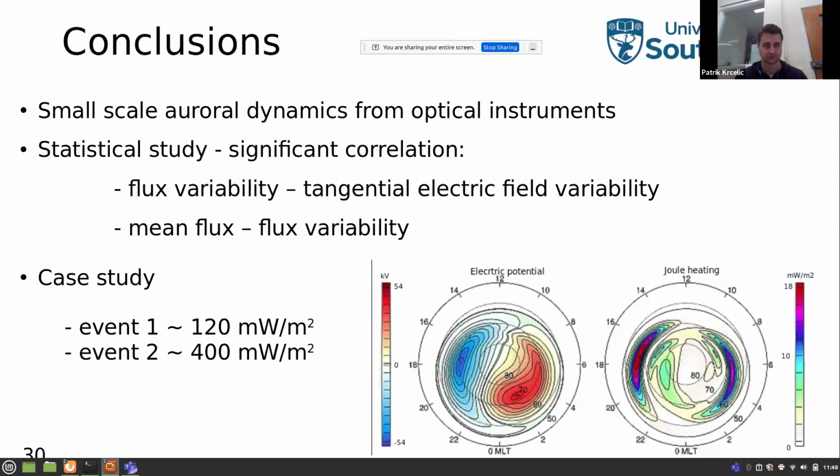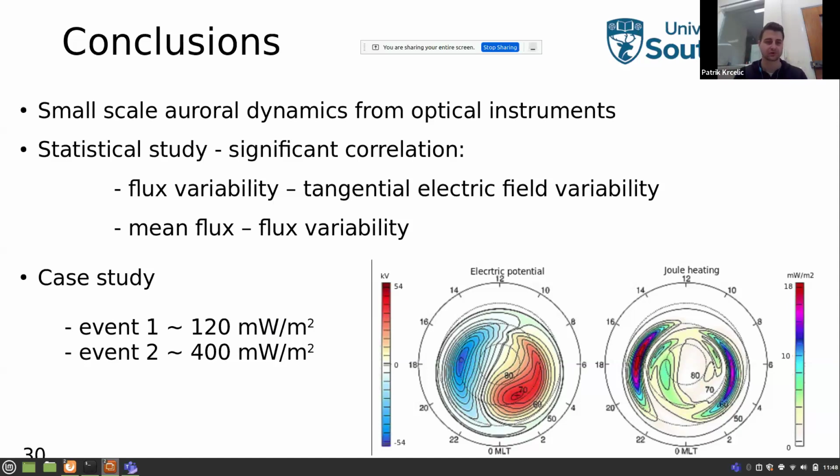So in conclusion, we have performed small-scale auroral dynamic studies using our optical instruments. The first study was a statistical one, in which we got a significant correlation between the flux variability and tangential electric field variability, which we try to explain as both having the same source, which is the variability of a non-static, non-uniform current sheet. And also we have the mean flux and flux variability correlation, which we assume is connected with the acceleration process.